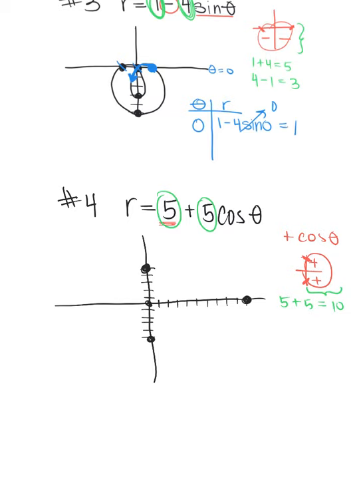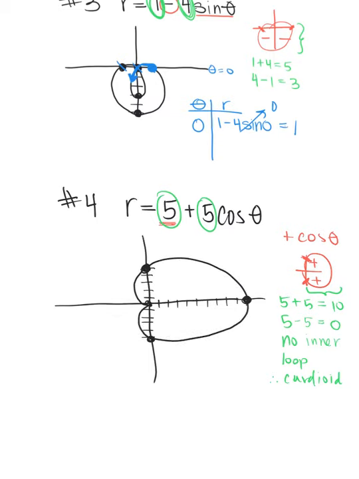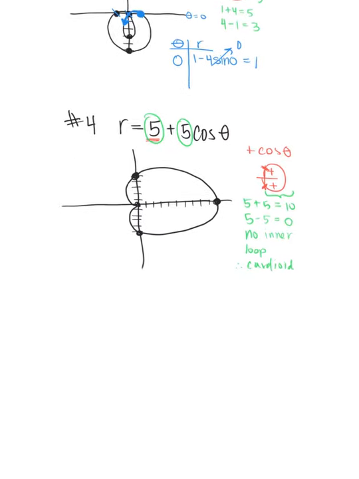And then I take those same two numbers that I had, 5 and 5, and I want to subtract them. And that gives me a value of 0. So that means there is no inner loop. So if there's no inner loop, then I have a cardioid. And so I'm going to go ahead and graph just that piece of it then. So I'll get my cardioid.